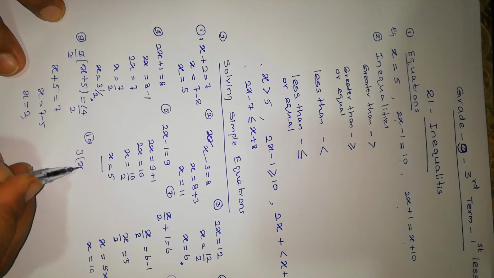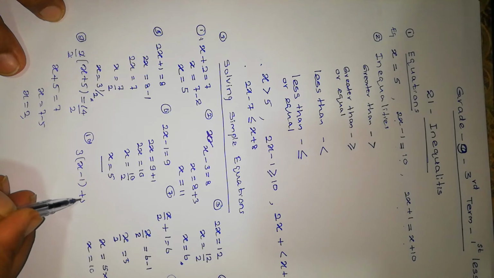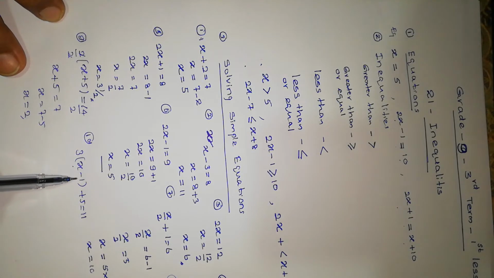Last example question, 10th question. 3 times x minus 1 plus 5 equals 11. Here 1 is subtracted from x, and the answer is multiplied by 3. 5 is added to this.